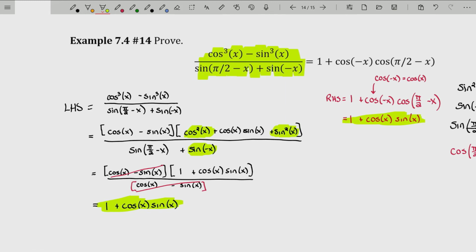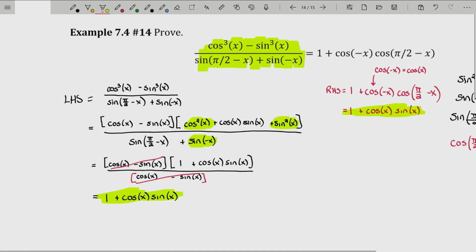We've proven it to where the sides meet. And that is the end of the proof. Really nice way to tackle a trigonometric identity or a proof for a trig identity.